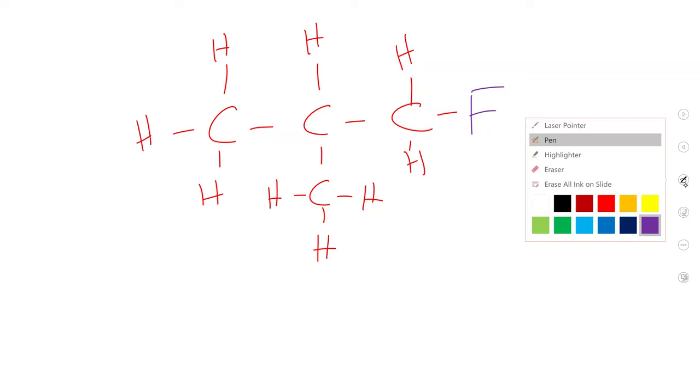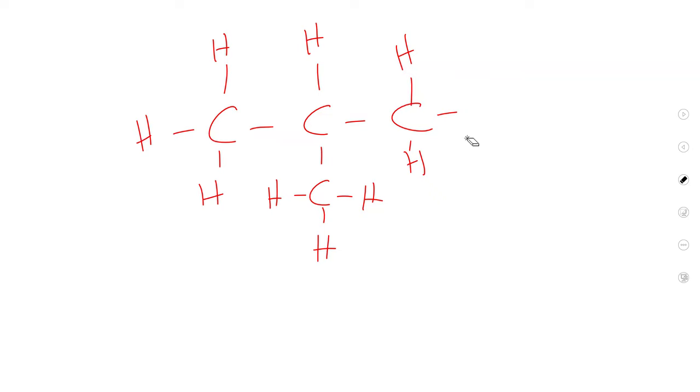And we could put it right here instead and still have it be fluoromethylpropane, right? Because there was still a hydrogen on that carbon we could replace it with. And that's why we have to specify, even though it's on carbon one, where the fluorine is, because it could be on carbon two, and that would give us a different molecule.